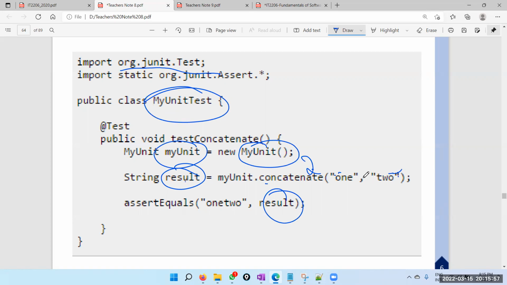So this is a trivial thing to test, but assume when you are passing 1 and 2, what we are supposed to get is 1, 2. Now we are checking whether the result that we are getting is 1, 2.